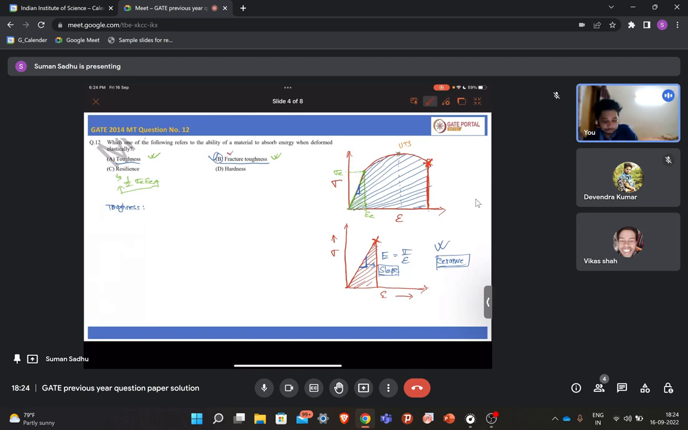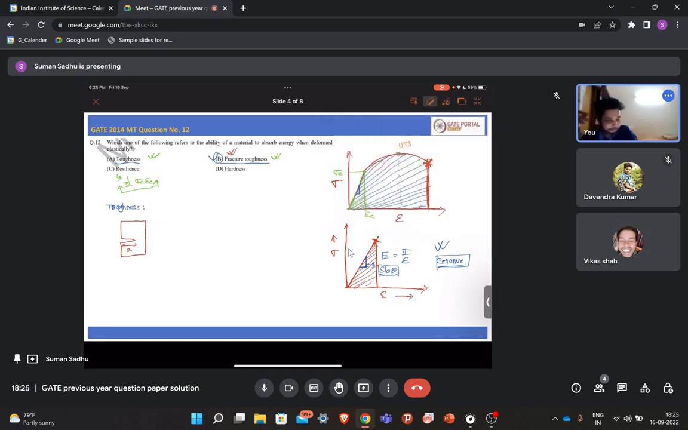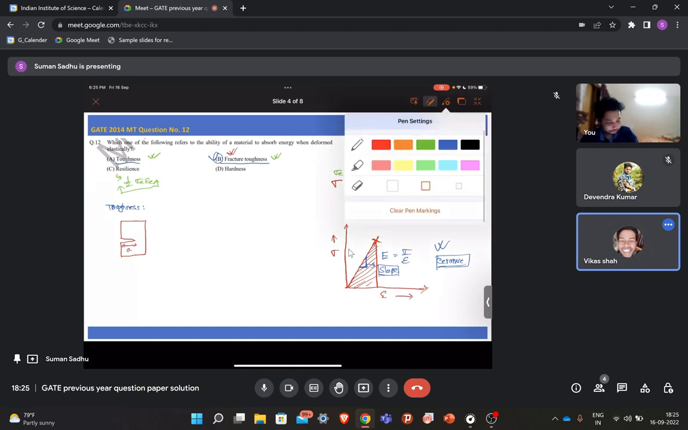Concentrate on this term fracture. You have read the fracture mechanics from Dieter or some other book? Fracture mechanics. Have you heard about crack propagation? Yeah. So there, this term is there. Fracture toughness. Remember now. Let's say this is your sample. There is a sharp crack. This crack length is a. Now I'm talking about fracture toughness.